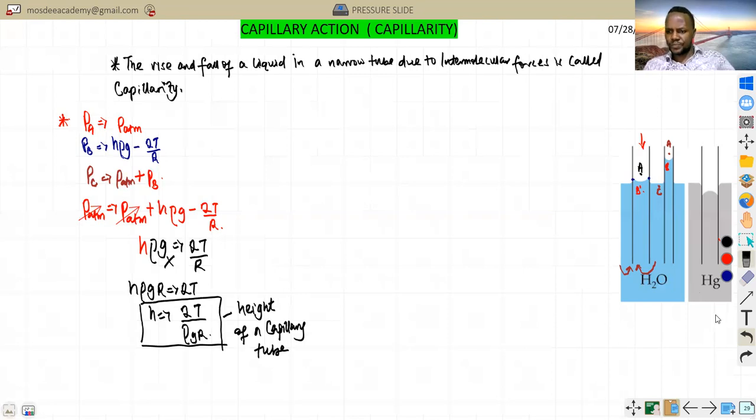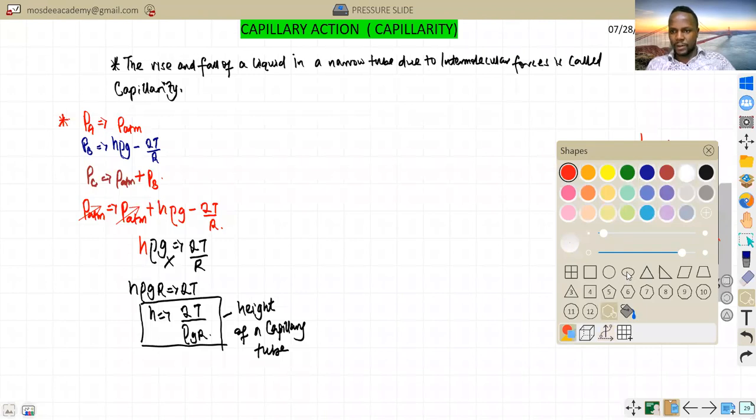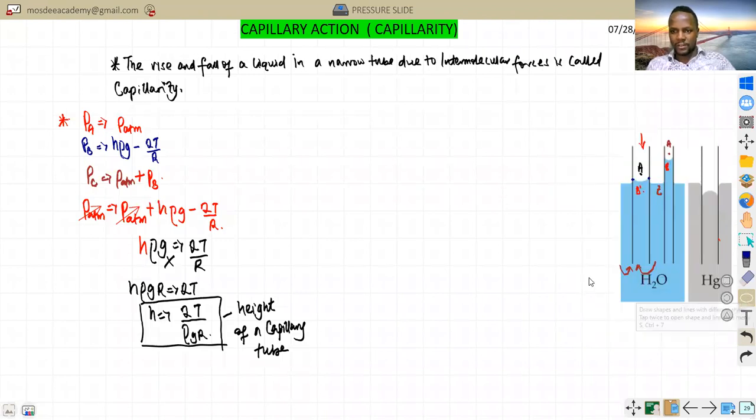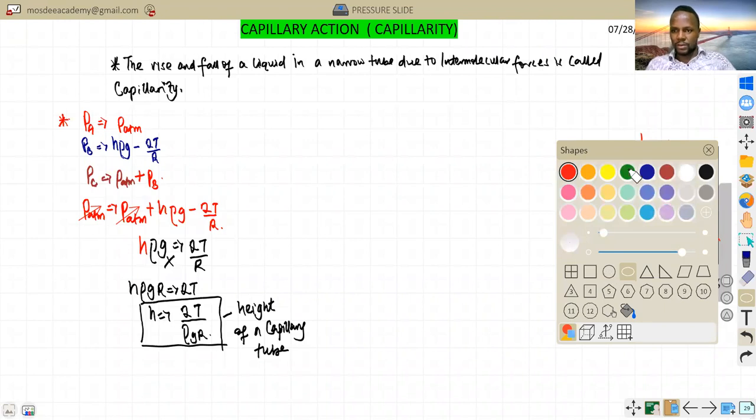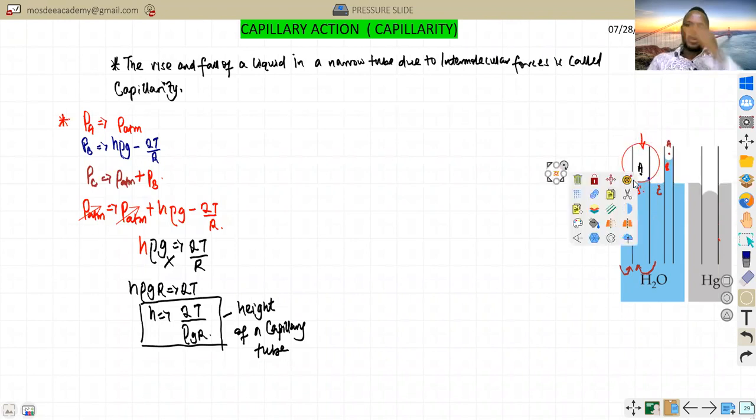Now here we can look into it in continuation by bringing a sphere on top of this liquid surface, so that we can consider the angle of contact. I want to bring in a sphere, and doing so, I'm going to have something like this. I believe you can see it, my dear students.